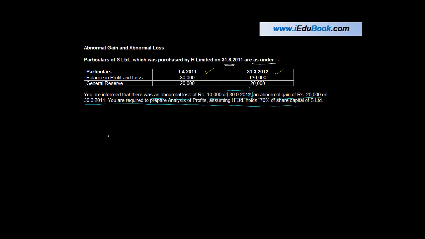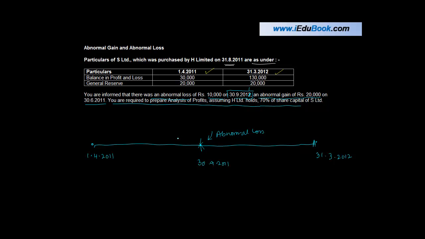Now it's always easy if we can just point out the series of events, right? So you are given the profits on 1/4/2011 and you are also given the profits on 31/3/2012. You are informed that there was an abnormal loss of 10,000 on 30th September 2011. So somewhere here, there is an abnormal loss. An abnormal gain of 20,000 on 30th June 2011. So there is an abnormal gain, and the amount is 20,000 for the gain and 10,000 for the loss.